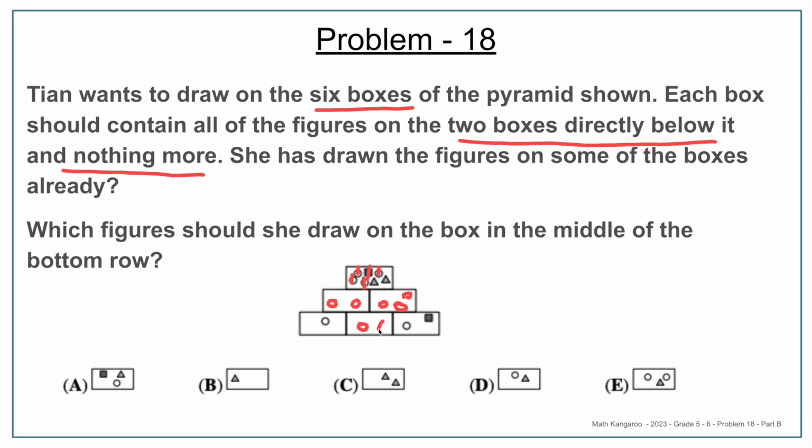If we have one triangle in here, then it would go triangle here and a triangle here, which gives us two triangles. So our answer is option D, a circle and a triangle.